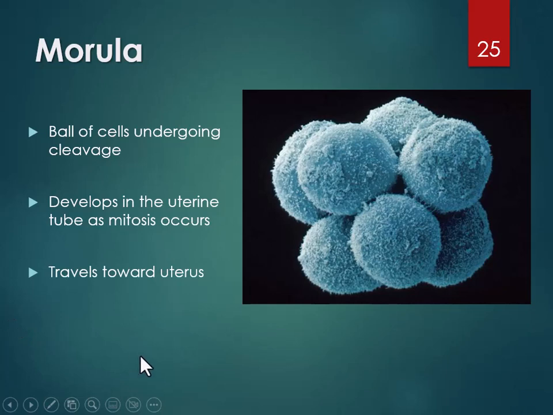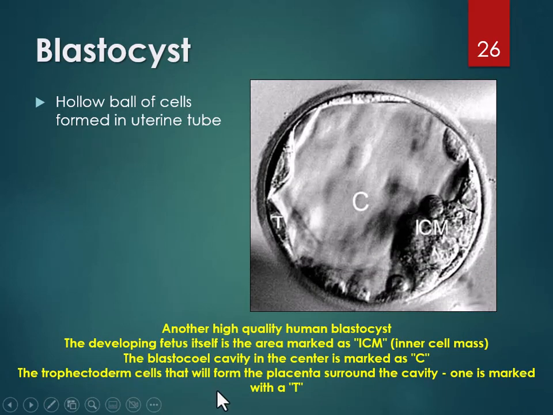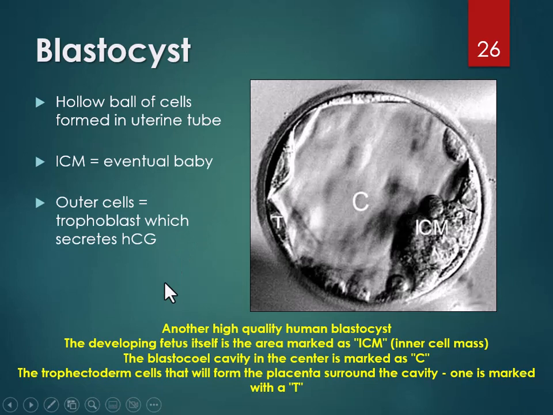Okay, and when it gets there, it pops or opens, it becomes a blastocyst, which is a hollow ball of cells. The ICM here, inner cell mass, that's what's going to become the baby. The T, the trophoblast, the cells on the outside, will become the placenta. And this is going to be filled with amniotic fluid here. Okay. The trophoblasts also secrete a hormone called HCG, and that's what triggers a positive pregnancy test. It's only produced by a trophoblast or a blastocyst.